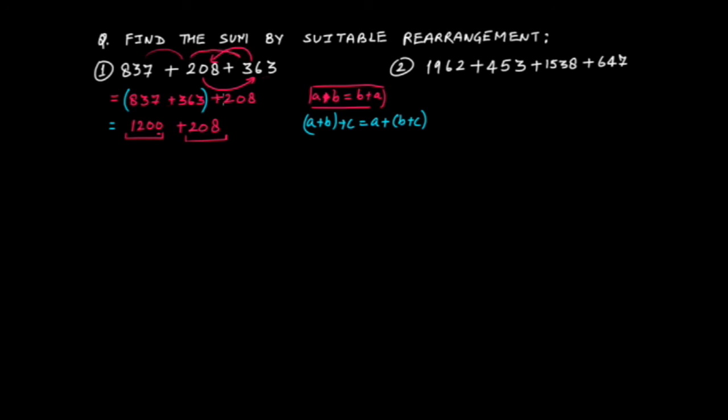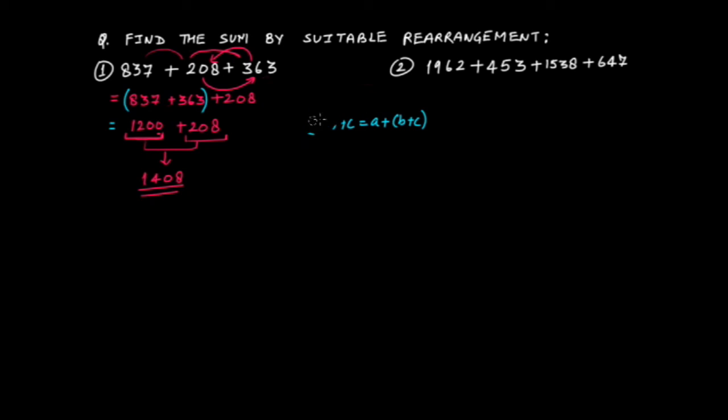You could see clearly that by some rearrangements and some groupings, you got a simplified number. And then if you add 1200 plus 208, it would be 1408. Now you see how easily we got this number. And similarly, we'll go to this next one.